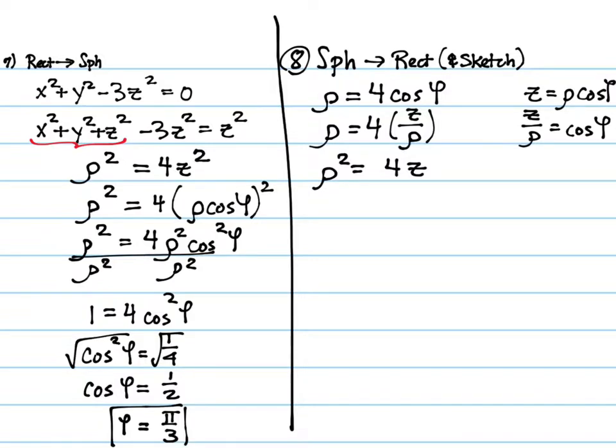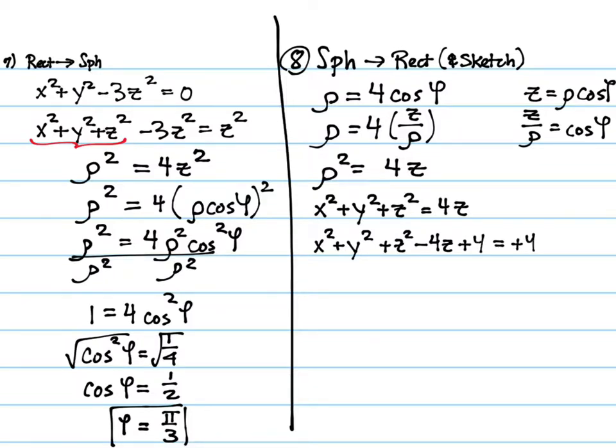What is rho squared? X squared plus y squared plus z squared equals 4z. That's somewhat simplified, but it's not in a very usable form, or at least not very convenient. It would be cleaner if I moved that z over. And we did a little completing the square to put it into a form that's familiar. I can add a 4 to both sides. And I would have x squared plus y squared plus z minus 2 squared equals 4.